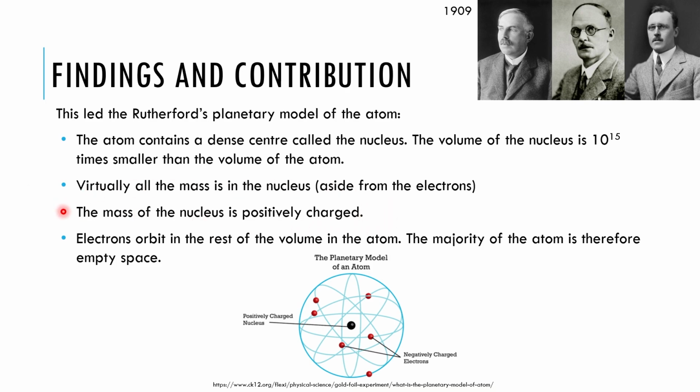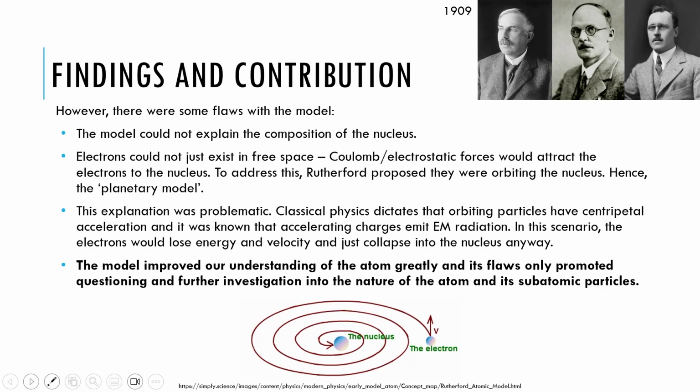They also knew that the nucleus was positively charged. To account for the electrons, they suggested that the electrons orbited the rest of the volume in the atom. Essentially, they moved in circles around the nucleus just like a planet would, thus the planetary model. Even though this model was a vast improvement on J.J. Thomson's plum pudding model, there were still some significant flaws. Rutherford was not able to identify the composition of the nucleus. He just said there was lots of matter and it was positively charged.